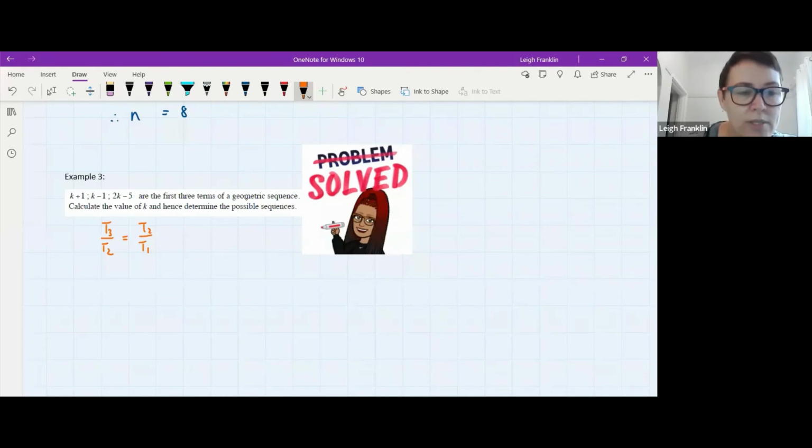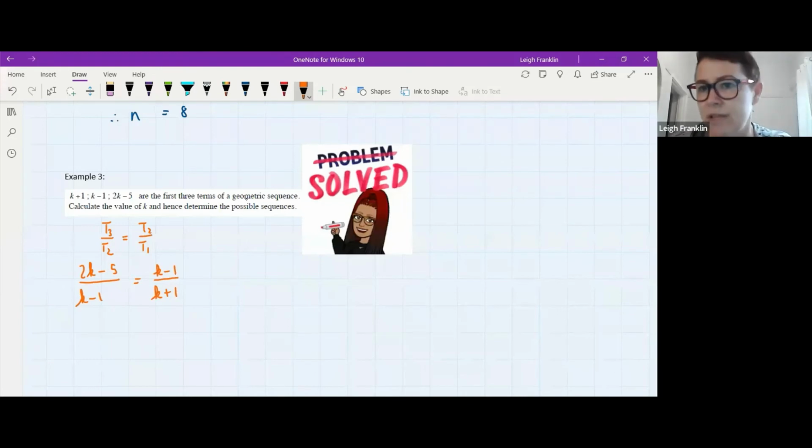So now we're going to sub in 2K minus 5 in place of T3, and K minus 1 in place of term 2. In place of term 2 in the numerator here, I'm going to write K minus 1, and in the denominator, I'm going to write K plus 1. So now I've subbed in. That's the easy bit. Well, actually, the rest of it's not difficult either.